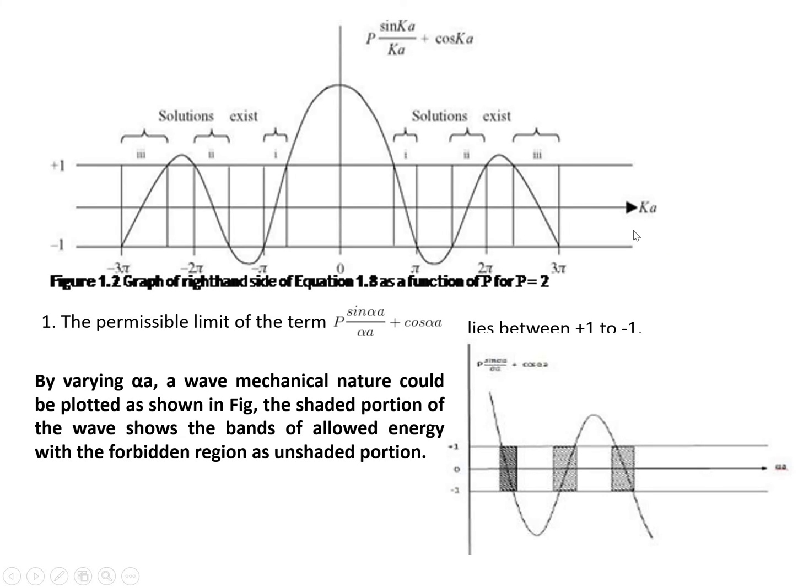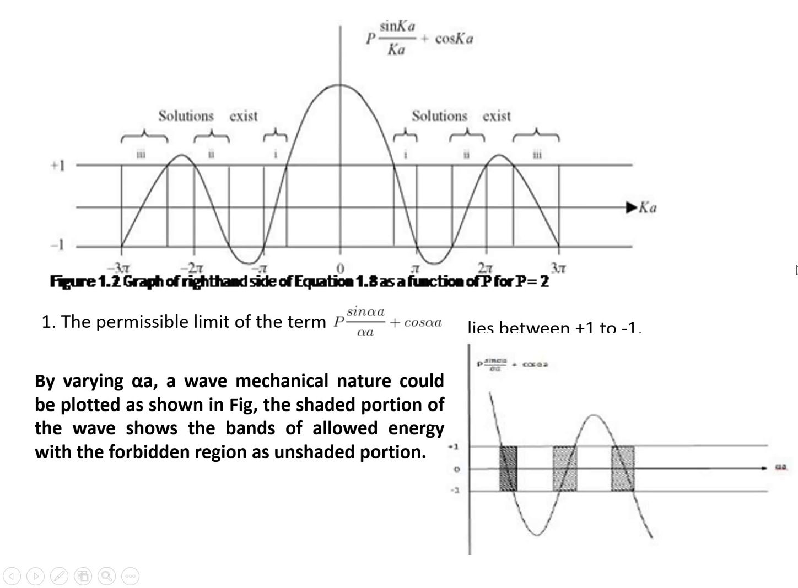alpha a on x-axis. It is shown as k, but it is alpha a, because we have to take P sin alpha a by alpha a plus cos alpha a on y-axis and alpha a on x-axis. Is it clear? And these two horizontal lines, one is drawn at plus 1 on y-axis and the other one is drawn at minus 1 on y-axis. These two horizontal lines lie on either side of the origin of this coordinate system.